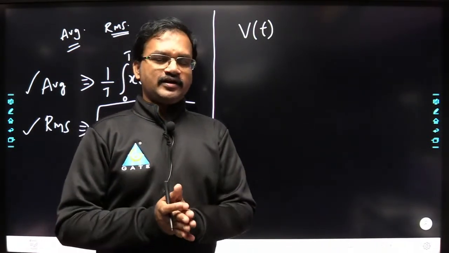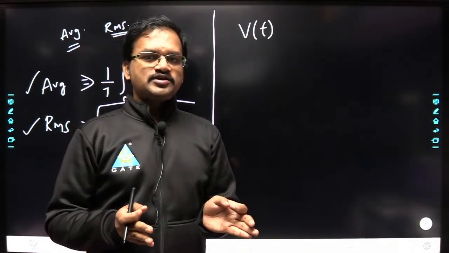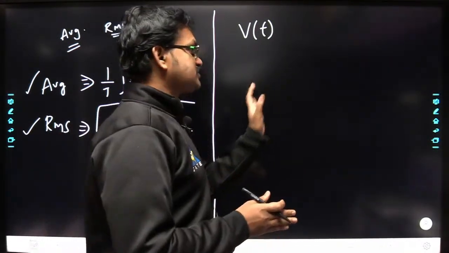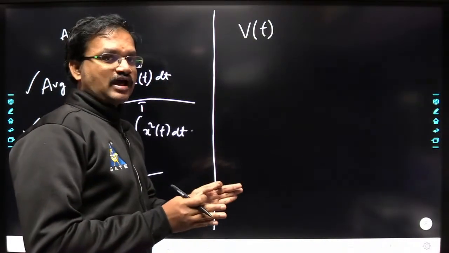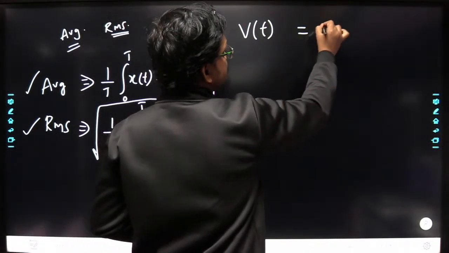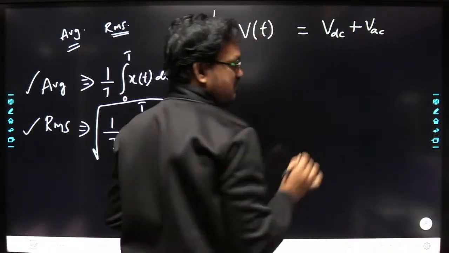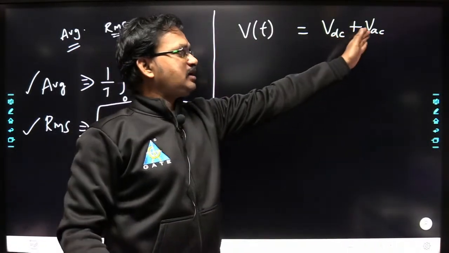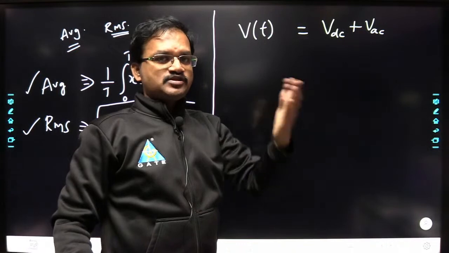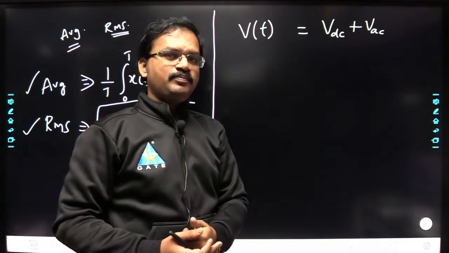In general, any signal may be a combination of both DC as well as AC. Now let us consider that type of signal, V of t, which has both DC and AC. The DC is pure DC and the AC is pure AC. I explained what pure DC signal and pure AC signal mean in the previous session.